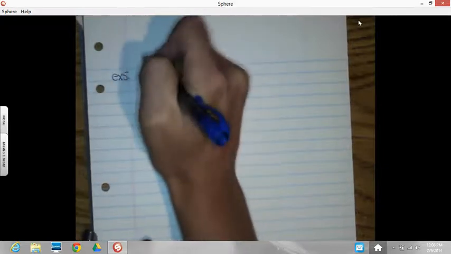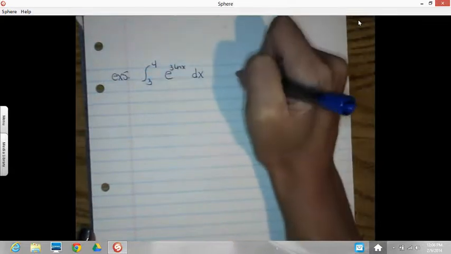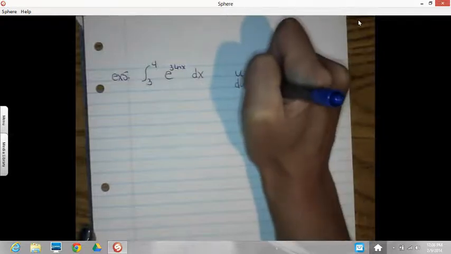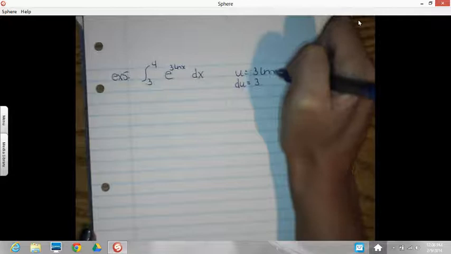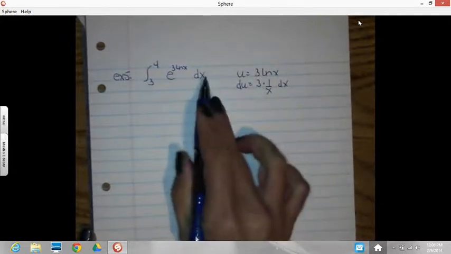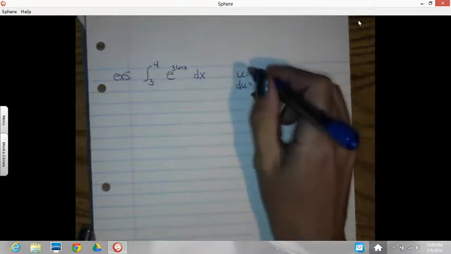Let's see, that was 4. We're on 5. The integral from 3 to 4, so we're actually going to grab a calculator, of e to the 3 natural log of x dx. Okay, looks like an e to the u. The u is this 3 natural log of x. So the du, or the u prime, equals 3 times derivative of natural log of x is 1 over x. Okay, the 3 is not a problem. I can put a 3 in a 1/3. The problem is I don't have a 1 over x. I cannot introduce a new x term. So I can't do that.